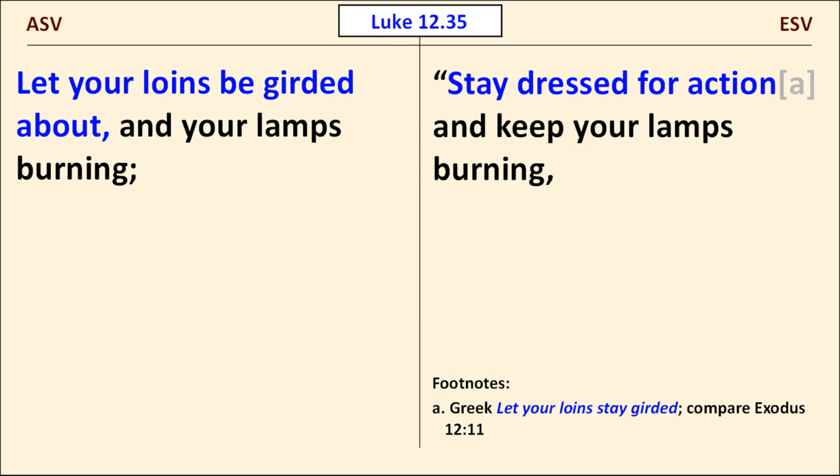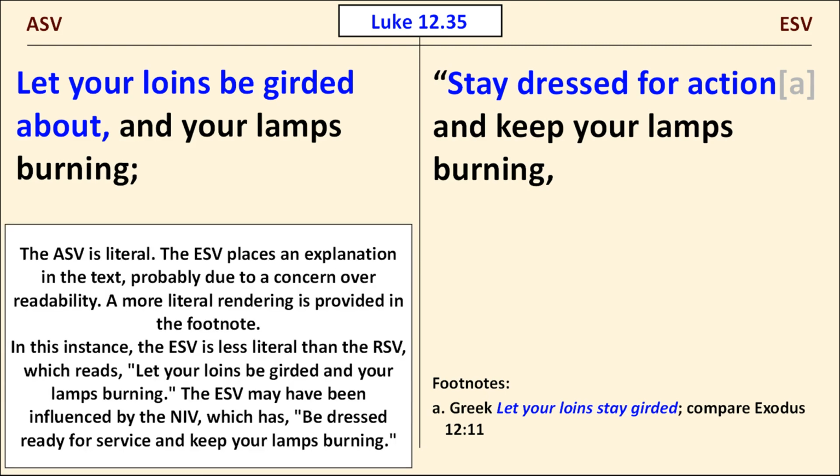In Luke 12:35, the English Standard Version reads, "stay dressed for action," while the American Standard Version has, "let your loins be girded about." The American Standard Version is quite literal here, but the English Standard Version places an explanation in the text, perhaps due to a concern over readability. A more literal rendering is provided in the footnote.